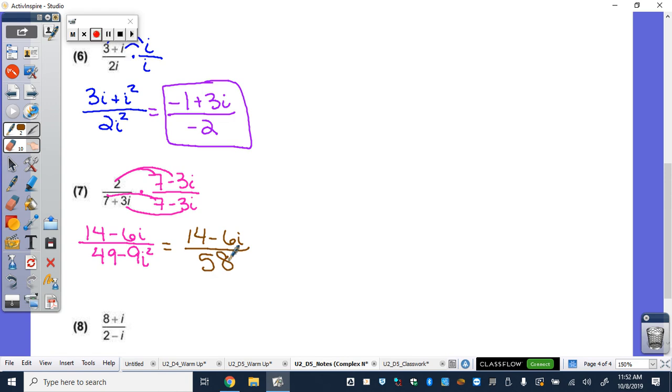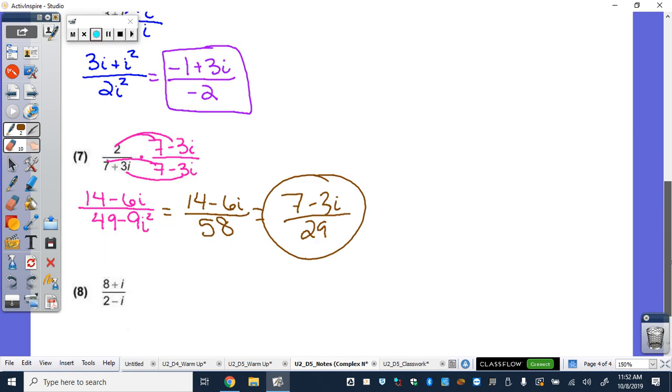So again, it's minus 9, but it's times a negative 1. Can we reduce those? Yeah. We can divide them all by 2. So 7 minus 3i all over 29. If you can reduce, you need to reduce.